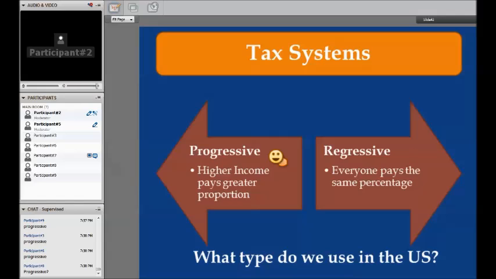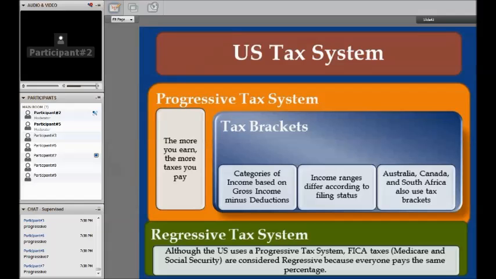We use a progressive tax system here in the U.S. Fantastic. Takia got it also. We actually use tax brackets, and that's how we determine how much you will be paying in taxes. So the higher income you have, the higher percentage you will pay in your taxes. This is kind of how it breaks up. The progressive tax system is the more you earn, the more taxes you pay.